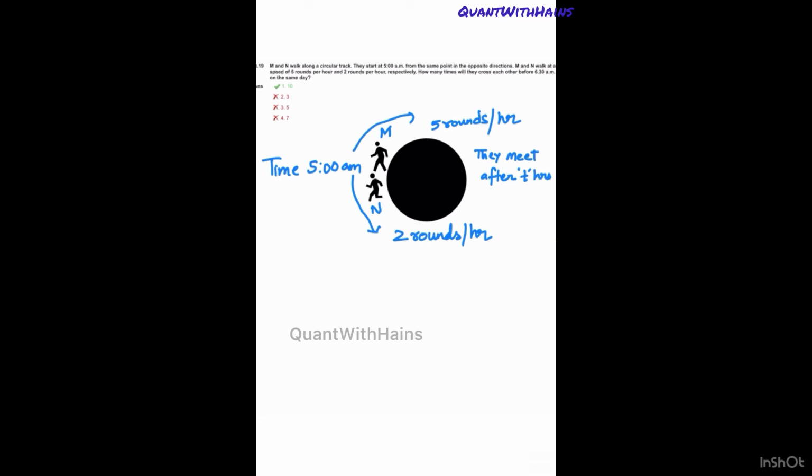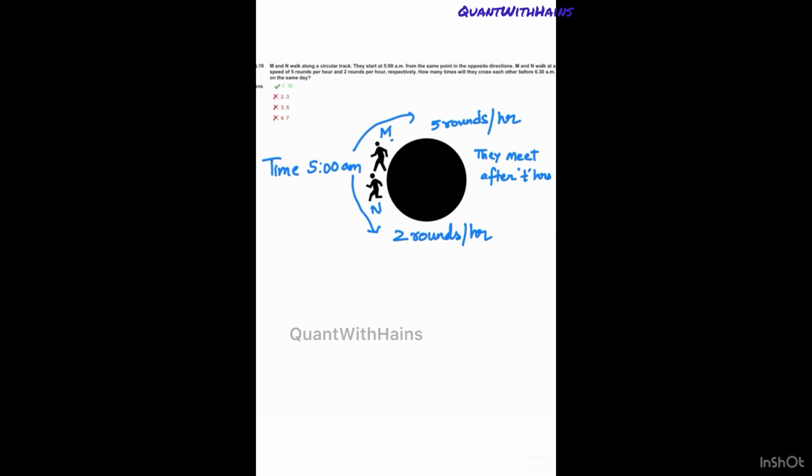Now let us understand the 19th question. Here it is given that M and N walk along a circular track. So this is a circular track, this black one. They start at 5 am from the same point in opposite directions. Now this is M, this is N. They are traveling in different directions from the same point.